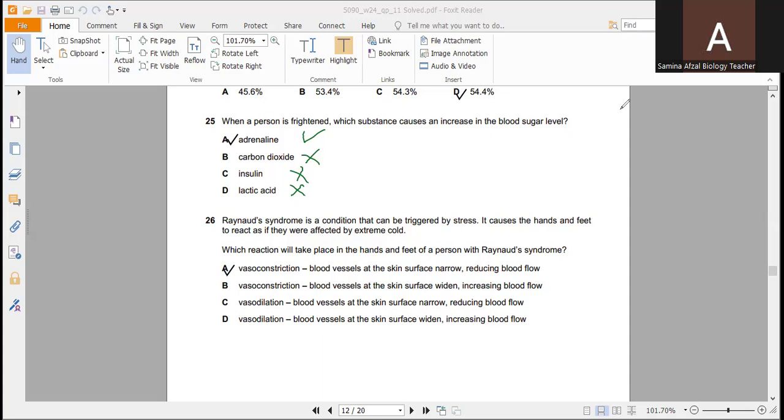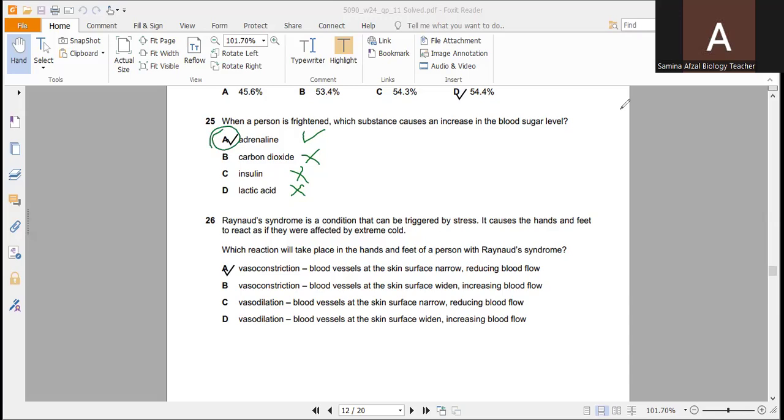We can say that this is the fight or flight hormone. It is called that because when we are frightened, our body releases adrenaline, which triggers a cascade of physiological responses, including increased heart rate and blood flow to muscles. So this prepares you to either face the threat or run away from it. So this is the A option.